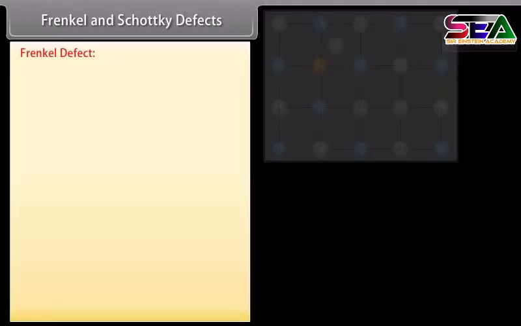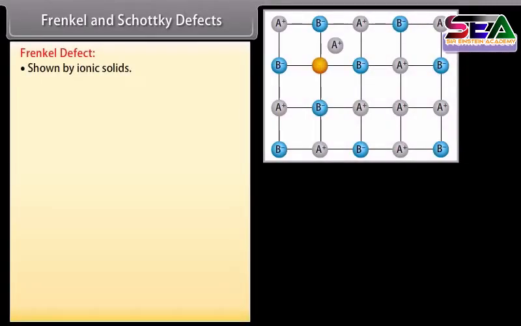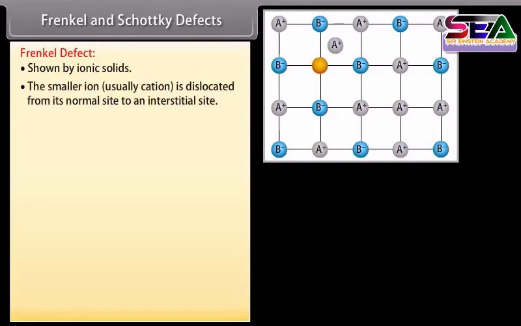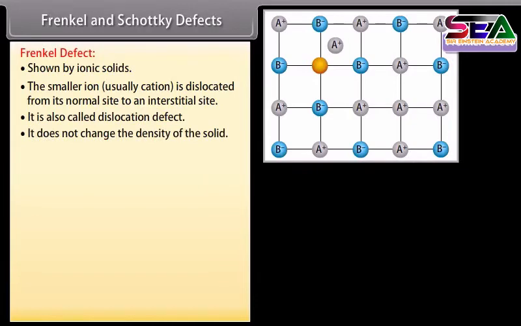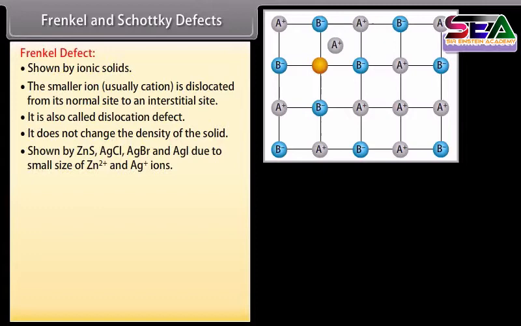Frenkel and Schottky defects. Frenkel defect is shown by ionic solids. The smaller ion, usually the cation, is dislocated from its normal site to an interstitial site. It is also called dislocation defect. It does not change the density of the solid. It is shown by ZnS, AgCl, AgBr, and AgI due to the small size of Zn²⁺ and Ag⁺ ions.